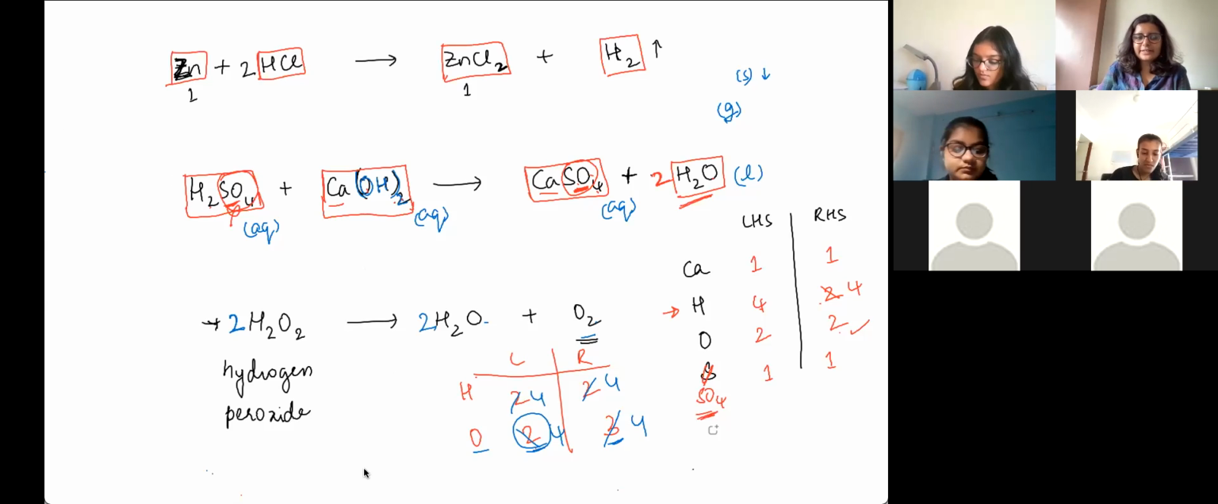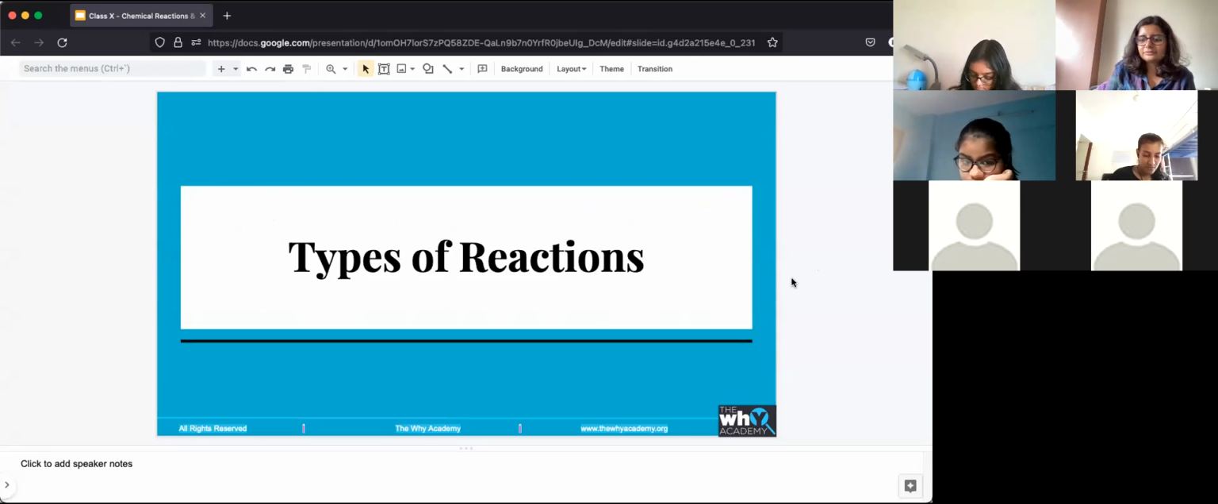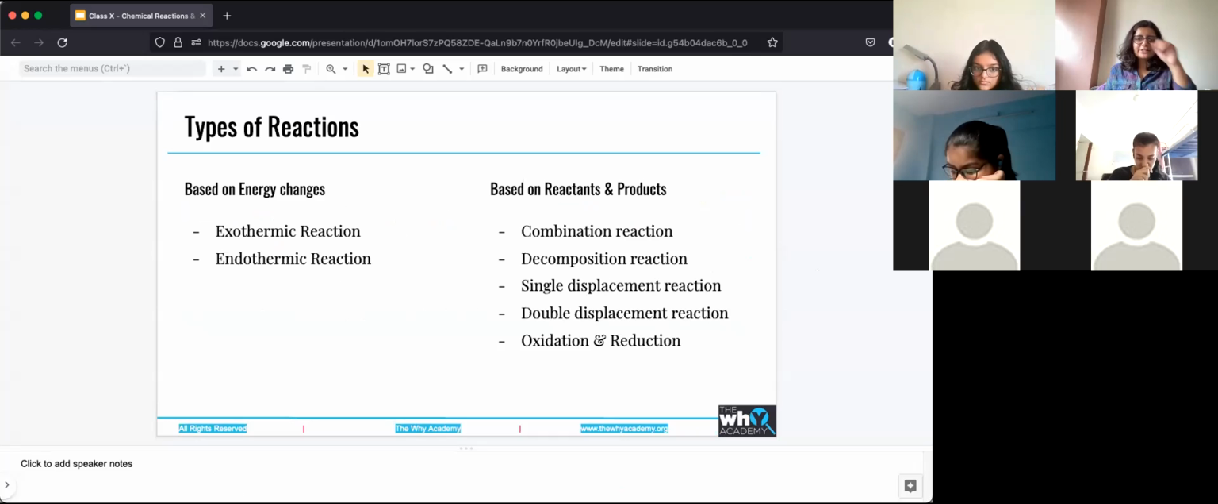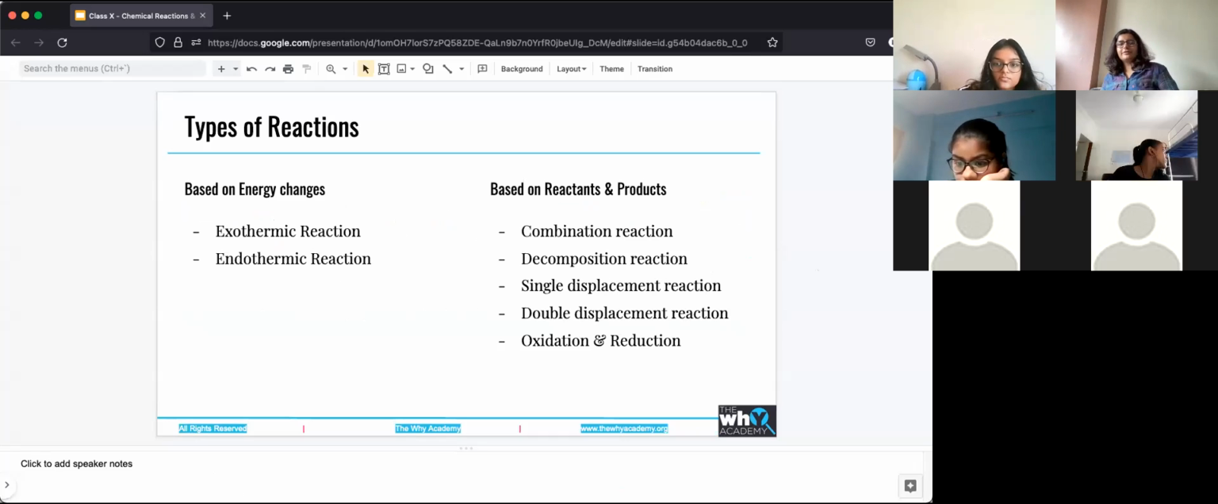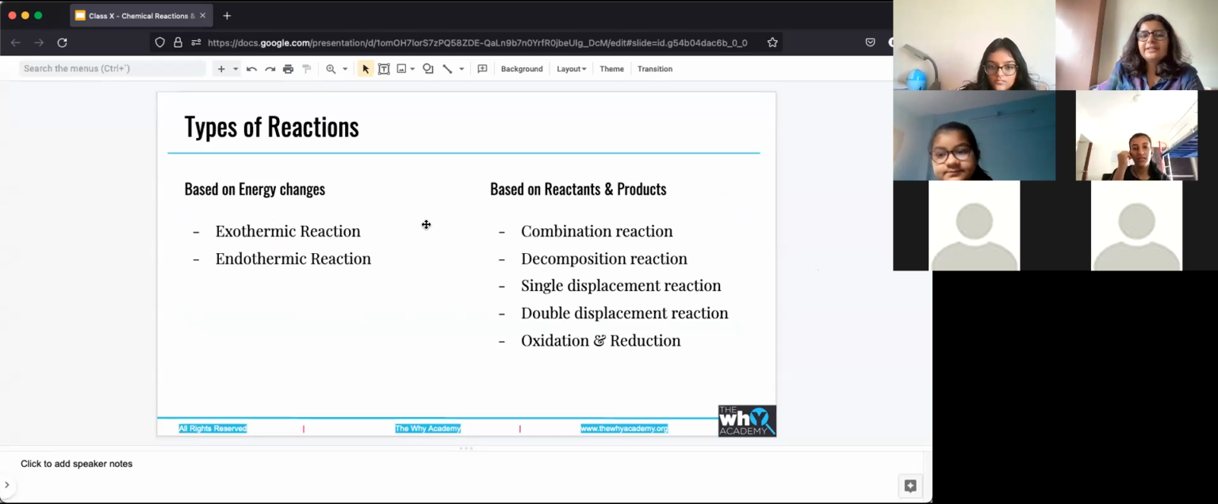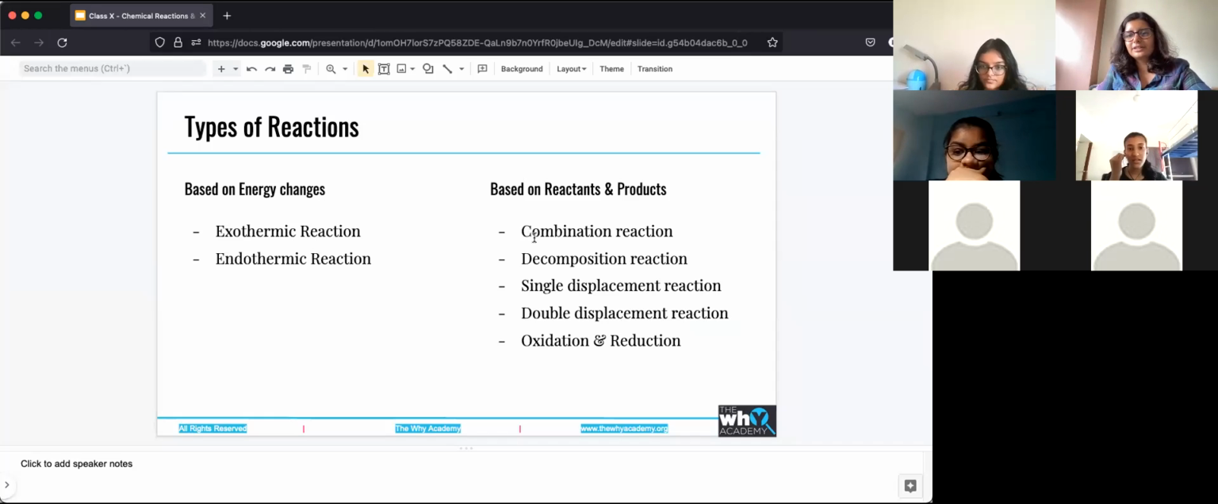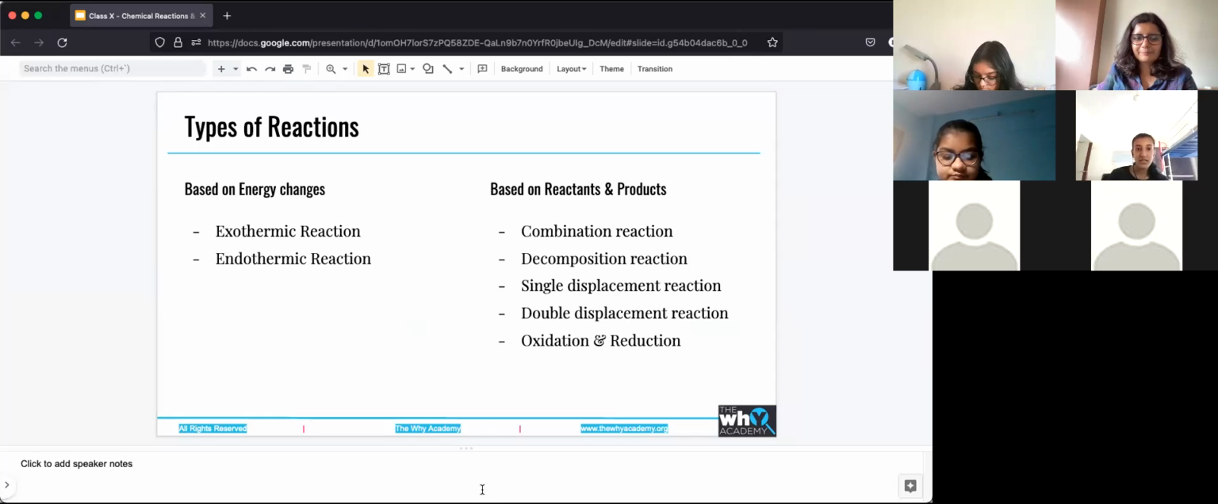Cool. So we'll get to this one, types of reactions. So types of reactions like this, a lot of you are familiar with. You can classify reactions either based on the energy changes, what is happening to the energy when the reaction is taking place, or you can classify them based on the reactants or products में क्या हो रहा है, like what is happening in terms of arrangement of this thing.